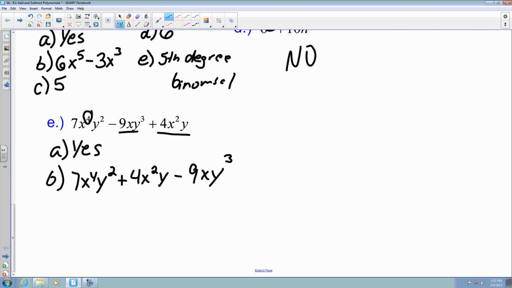So for C, they're asking for the biggest degree, which is x to the fourth, so it's a fourth degree, so it would be 4. For D, they want to know the lead coefficient, so the lead coefficient here would be this value here, which would be 7. And then for E, they want to know what the classification is.